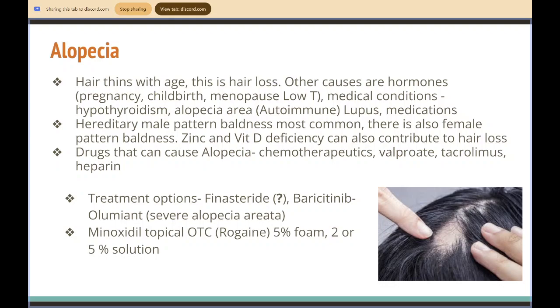I see some answers coming in. We have Proscar and Propecia. Very good. Very, very good.